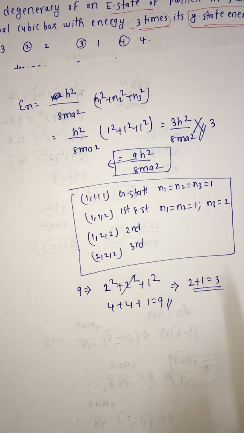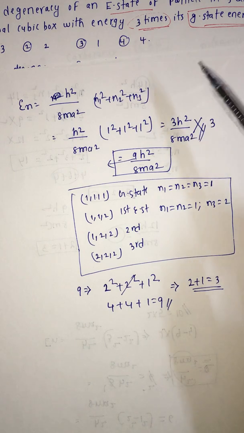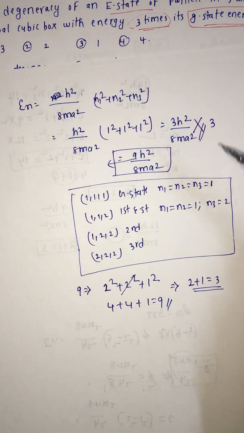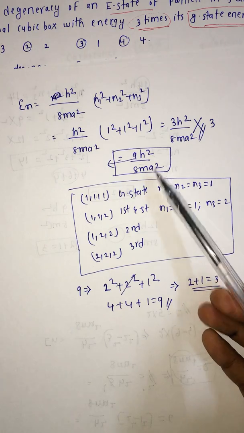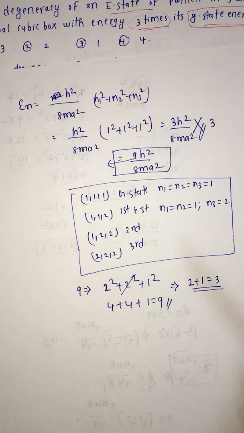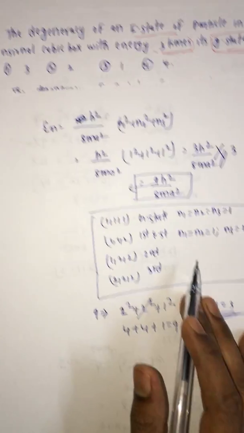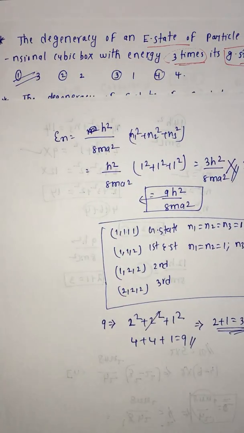So first you have to identify the ground state energy, and since they said 3 times, just multiply it by 3 and you will get the excited state energy, and after that you will calculate the degeneracy. Okay, here the answer is 3. This is the answer.